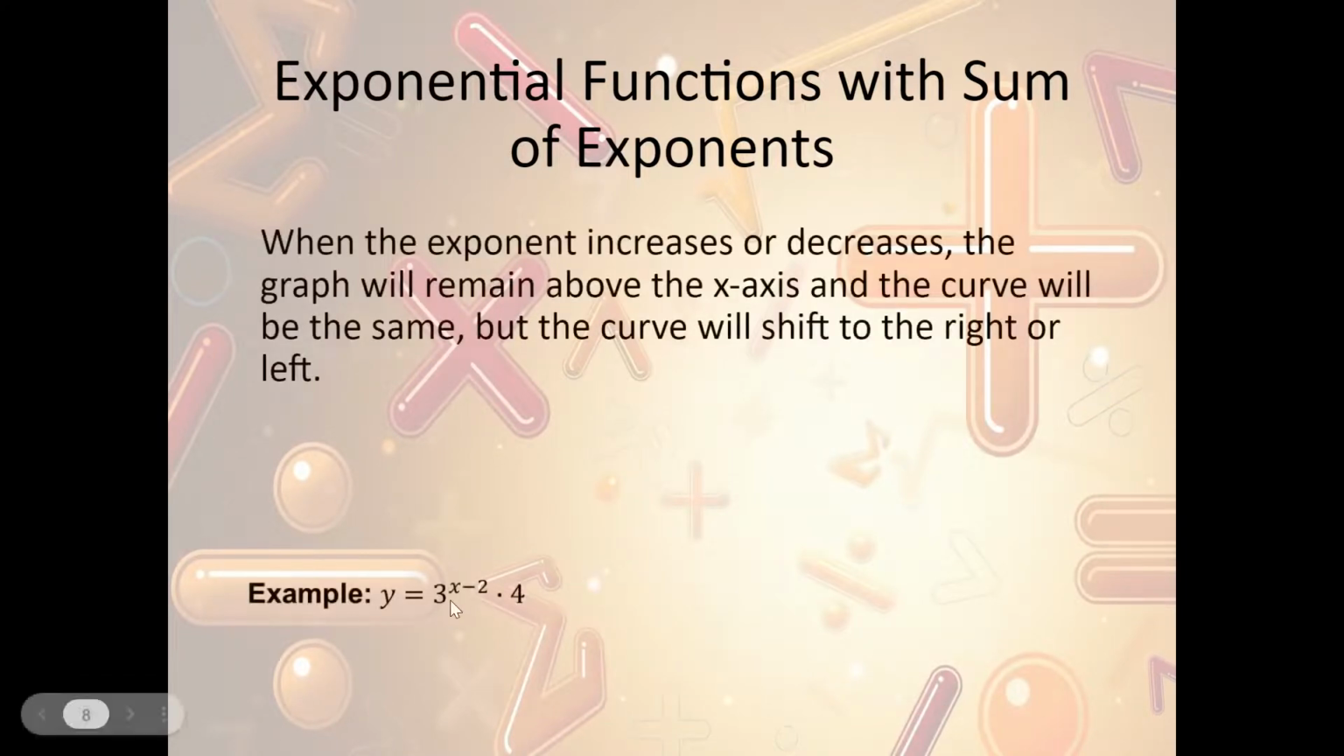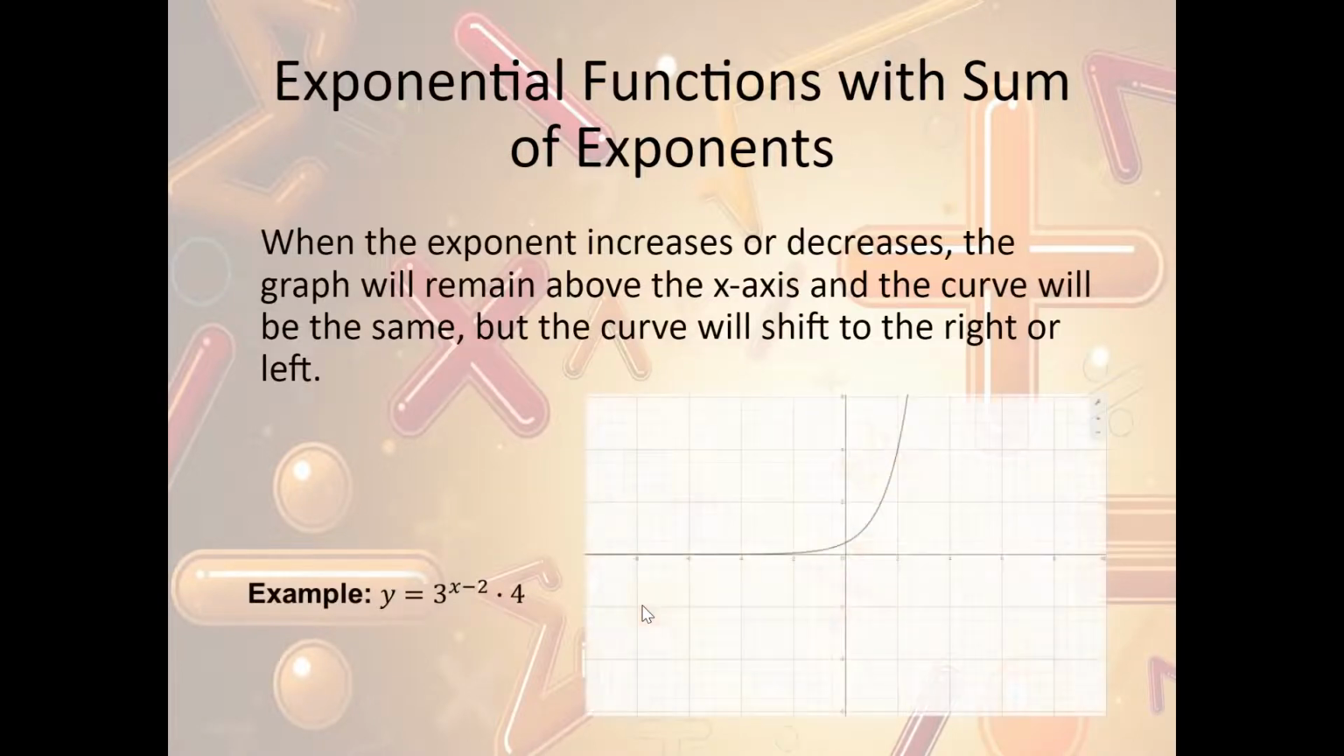Now what if it was 3 to the x minus 2 times 4? Well, same thing. We're going to slide it, but this time we're going to slide it to the right 2, because we always go opposite when we talk about exponents. So we'll slide it to the right 2, and it becomes this graph. It should look exactly the same as 3 to the x times 4, except we're going to slide it to the right.